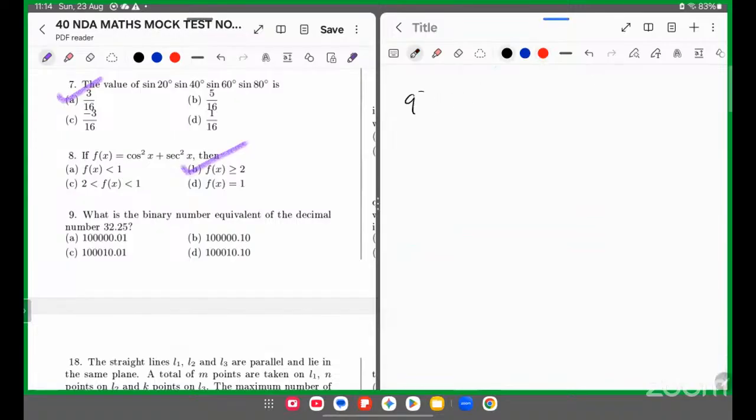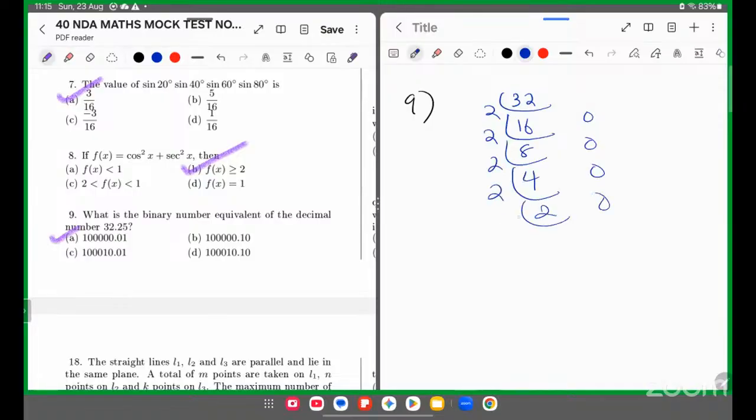Question number 9. What is the binary number equivalent to the decimal number 32.25? That is a simple question. Here option A will be the correct answer. We know how to do it. 32 by 2 is 16 remainder 0, by 2 is 8 remainder 0, by 2 is 4 remainder 0, by 2 is 2 remainder 0, by 2 remainder 0.